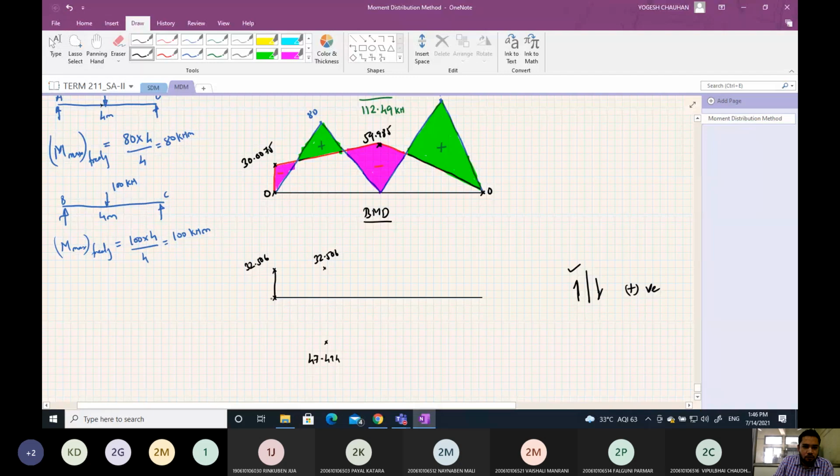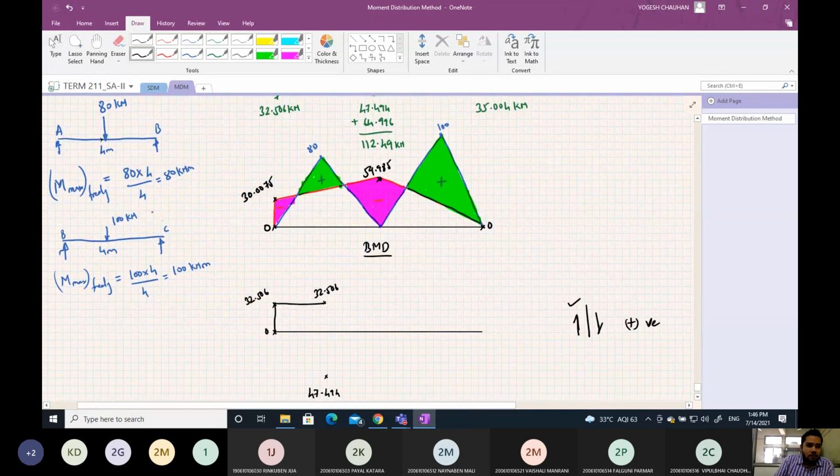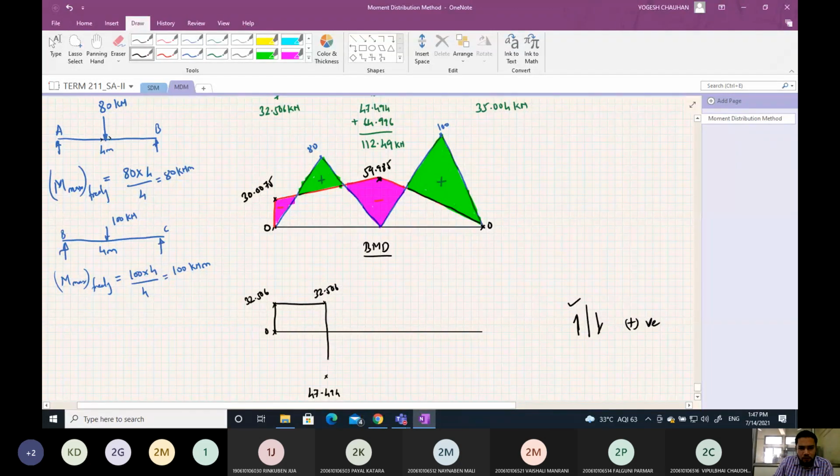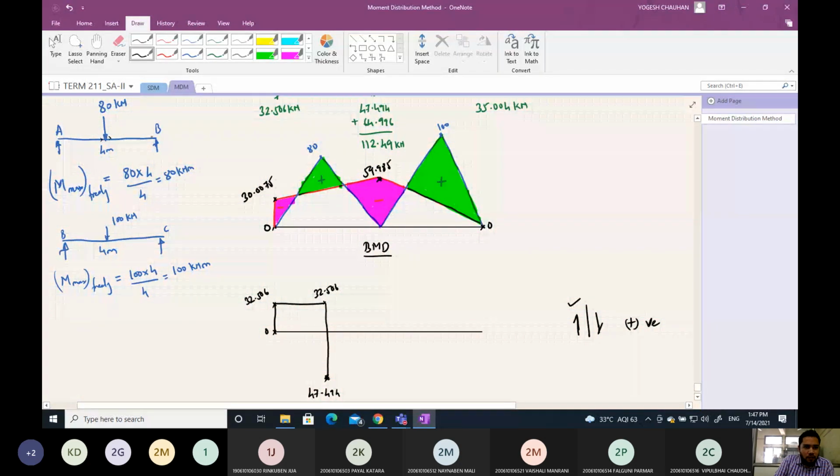Just on the left side of A, there is no force, so it is 0. Just to the right of A, it is 32.506, and as we move ahead, this will be constant up to just to the left of this point load. As we just cross this point load, this 80 kilonewton point load will be acting. So 32.506 minus 80, so it will be minus 47.494. Then as we move ahead towards point B, there is no load, so this will be constant.